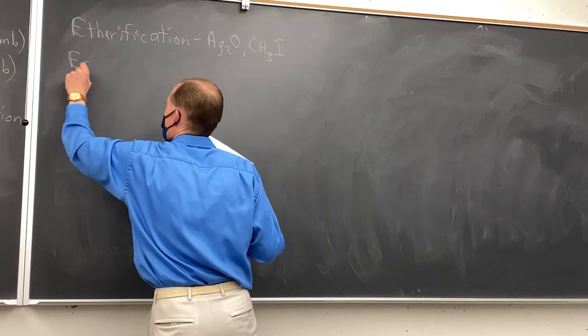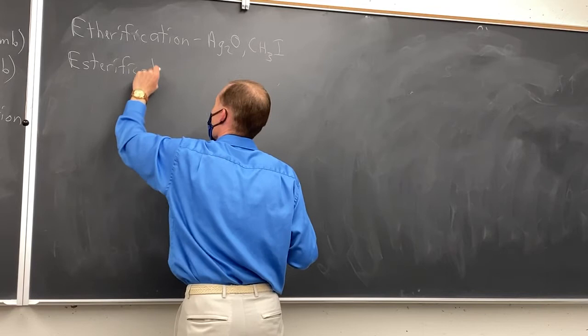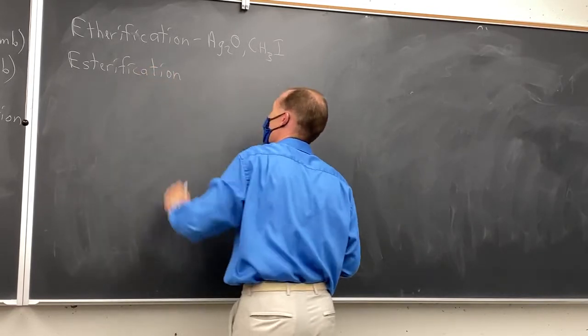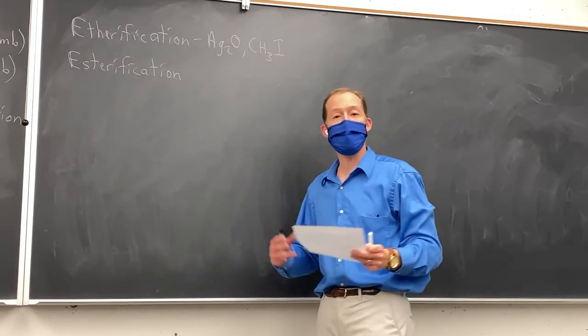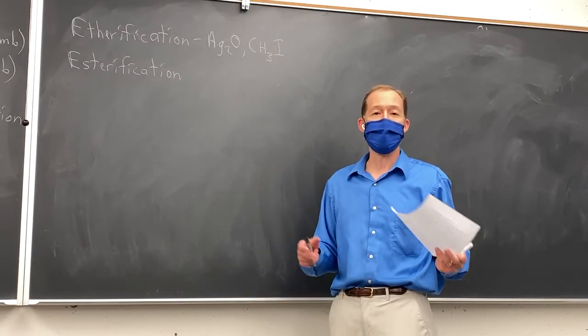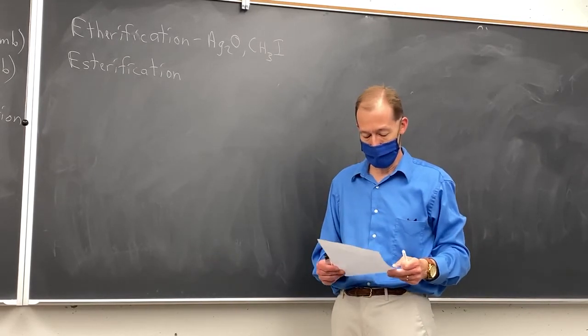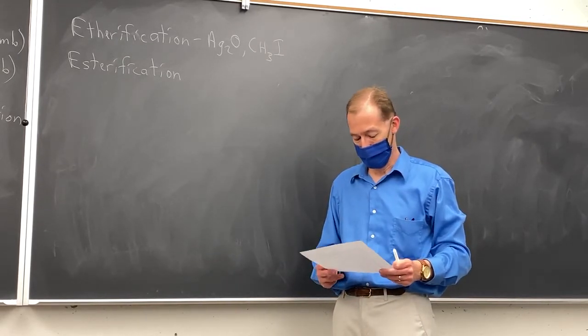Then we talked about esterification, making esters from monosaccharides. And that's just the same as making esters from any other alcohol. We use either an acid chloride or an anhydride, and we use pyridine as a weak base for that reaction.